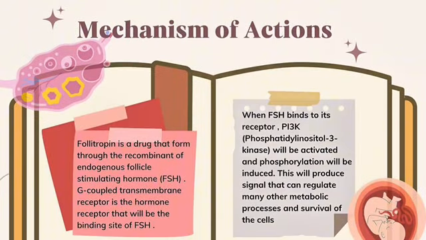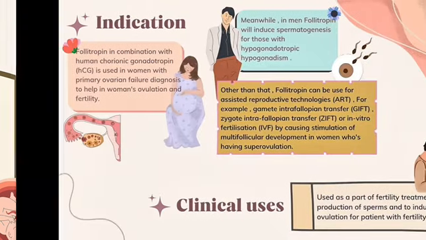Now how does Follitropin actually work? When Follitropin or FSH connects with a specific part of a cell called a receptor, it kicks off a reaction inside the cell. This process involves something called phosphoinositide 3 kinase, or more commonly known as PI3K, which will send signals that help control many important body functions and keep the cell healthy and alive.